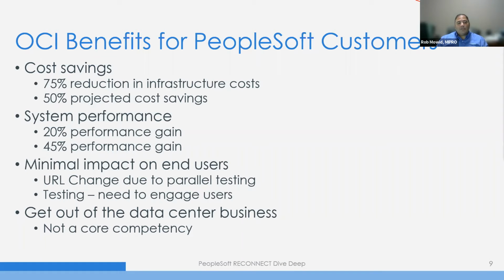The other piece that comes into play, because you look at the technical side and say, that's great, but if I'm doing this wholesale change and moving from my traditional on-premise environment to the cloud, what does that do to my end users? And the reality is it has a minimal, if any, impact on them. You may have a URL change or something simple like that, just because you may want to do some parallel testing, but that's not going to have a huge impact.